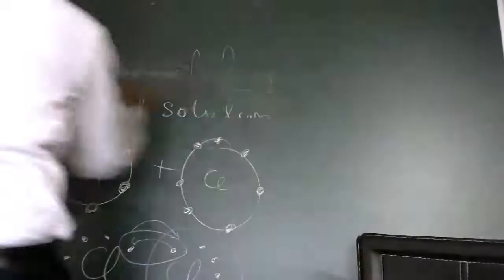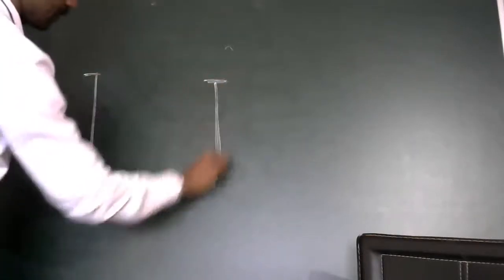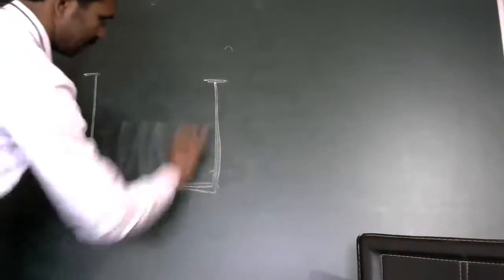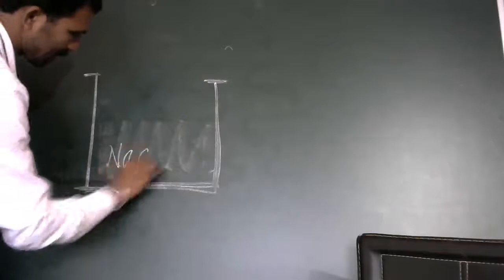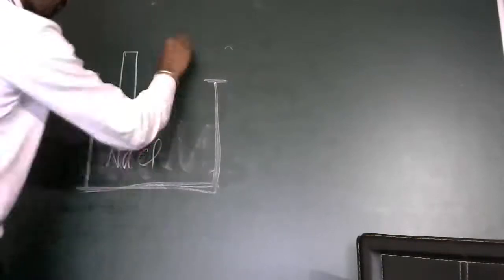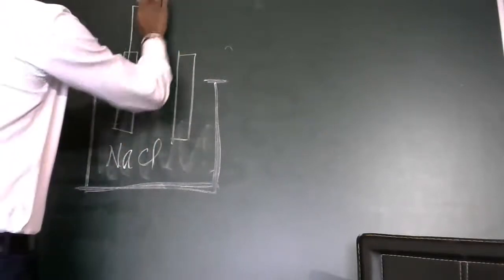I'll draw this diagram and tell you. See, this is the electrolytic cell. Here NaCl is taken. And we take 2 electrodes. One is connected to the negative terminal, another is connected to the positive terminal.